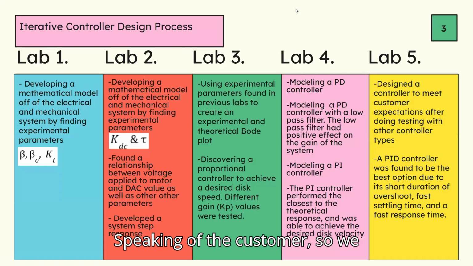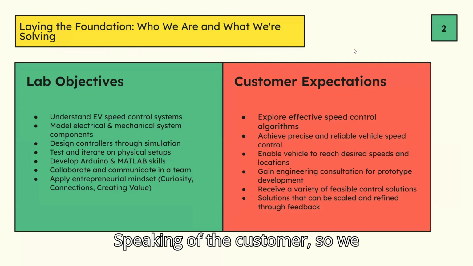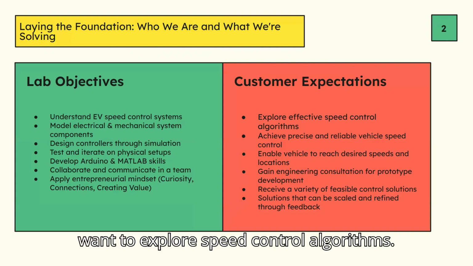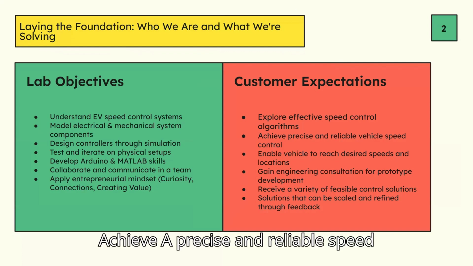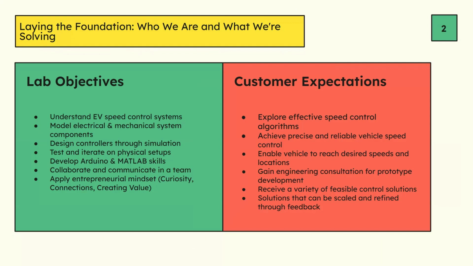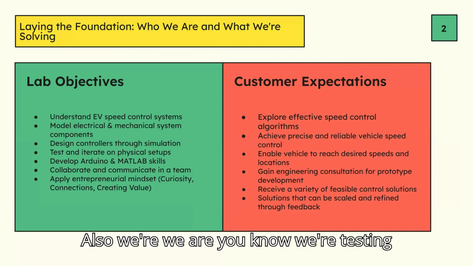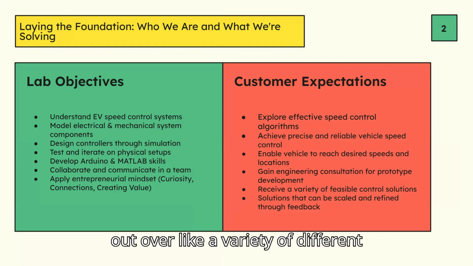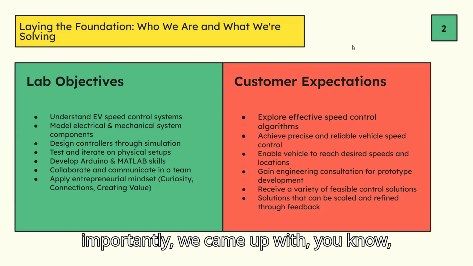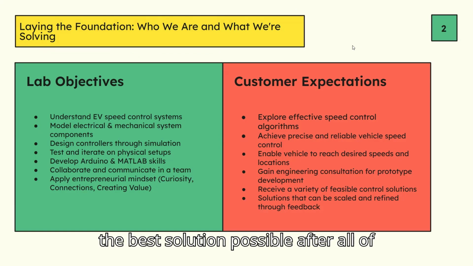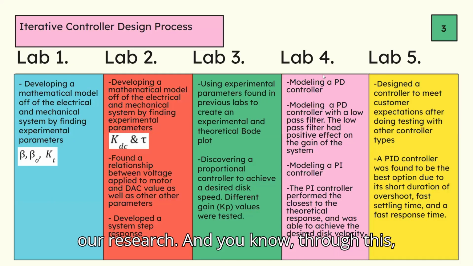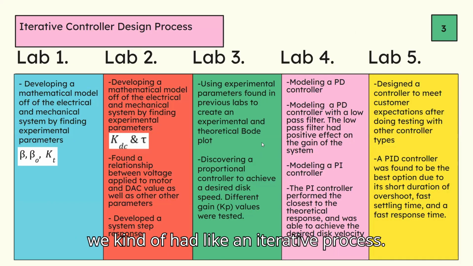And speaking of the customer, we want to explore speed control algorithms, achieve precise and reliable speed control for our customer, and enable the vehicle to reach desired speeds. Also, we're testing a variety of different control systems and prototypes, and through this we can offer a multitude of solutions, but more importantly, we came up with the best solution possible after all of our research. Through this, we had an iterative process.